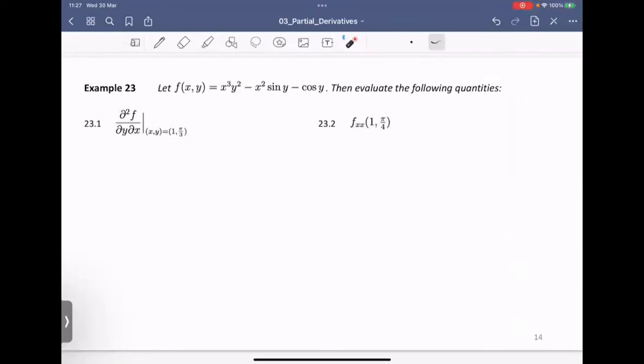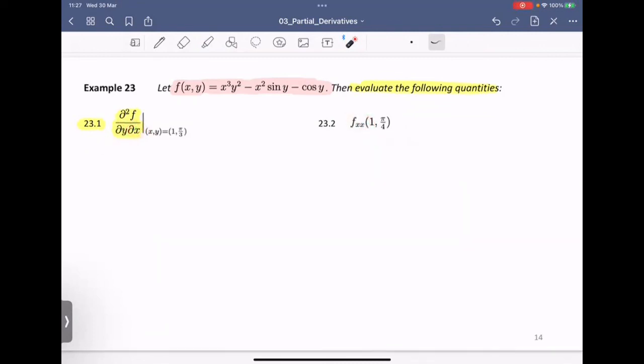So let's practice more. Suppose this function is easy: f(x,y) equals x cubed times y squared minus x squared sine y minus cosine y. I want you to evaluate the following quantities. First, 23.1. We're going to take the second order derivative here. This notation means you do x first and then you do y, because it goes from right to left. The other notation goes left to right, which means you're going to do x first and then y.